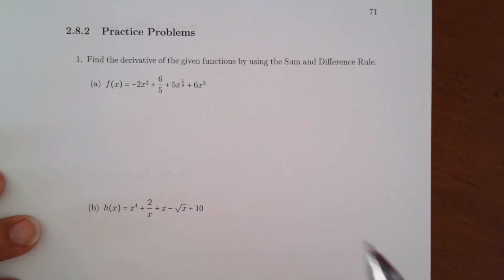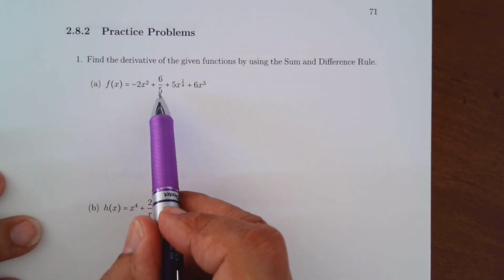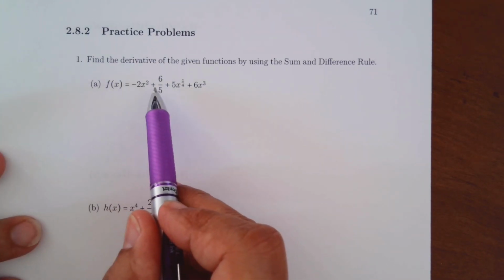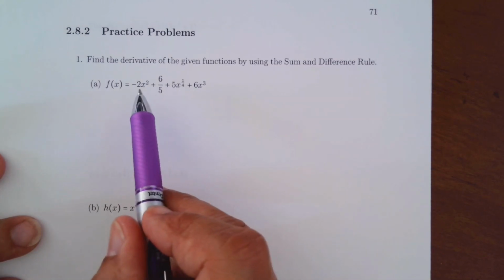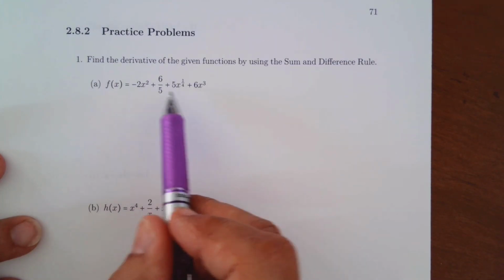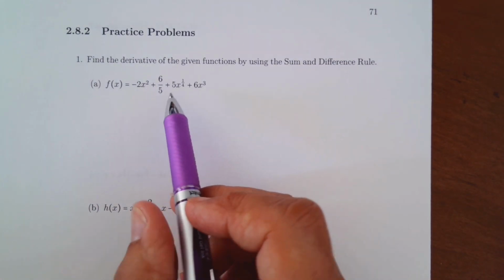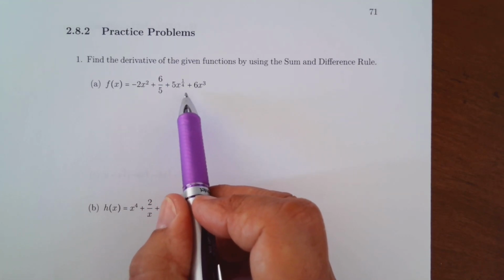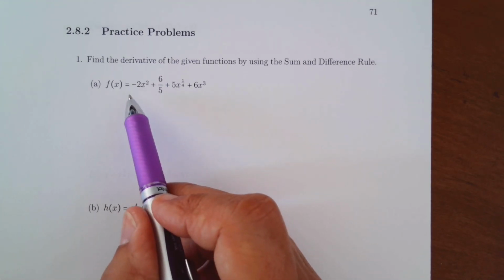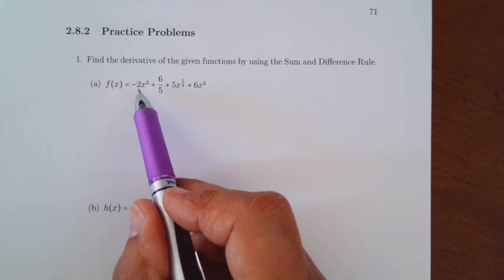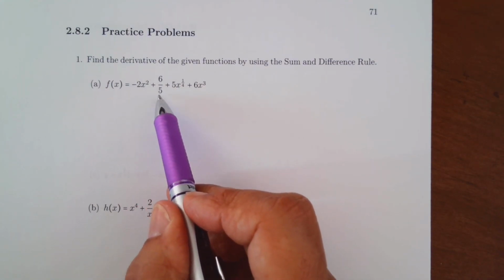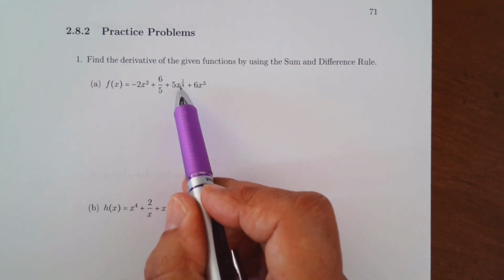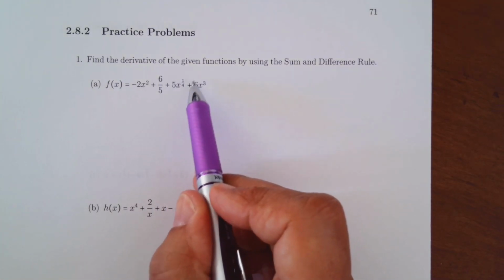Now, when you do these, I would say take a look at each term. First, make sure they're all being added or subtracted to one another, which these are, and make sure you have nothing to switch over to the right form. So for this problem, everything is good. This is a polynomial, we can take the derivative of that. This is a constant, so we know the derivative of that is 0. This is ready to take a derivative, and so is this.